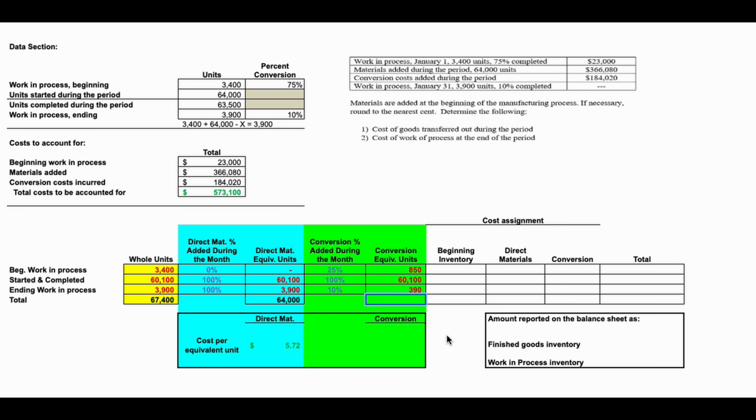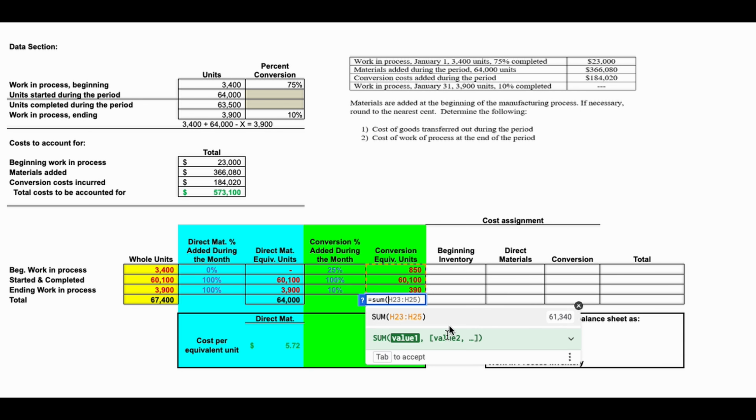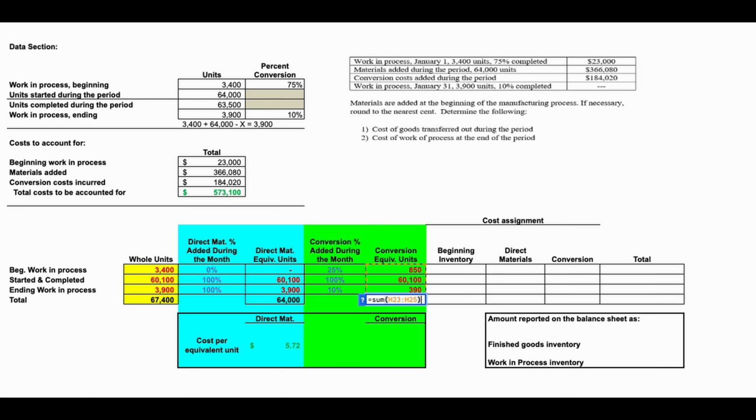Just like we did for direct material, I need to come up with my total equivalent units for conversion. And in our case, we are going to come up with 61,340 equivalent units for conversion. Those equivalent units represent the average units of conversion completed this month.